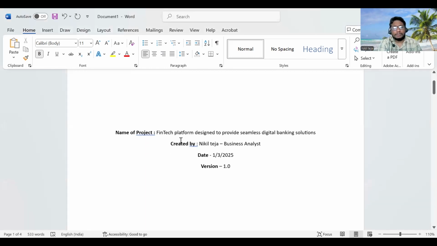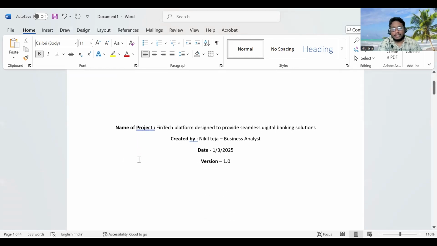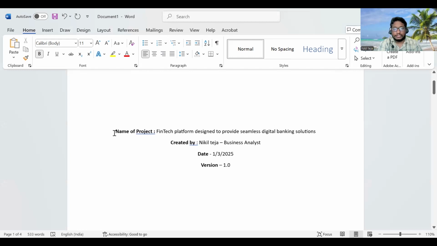So yeah, first, before entering the executive summary and business objectives, we need to write this on the first page: the name of the project. Fintech platform designed to provide seamless digital banking solutions. So we are doing a fintech related BRD now.